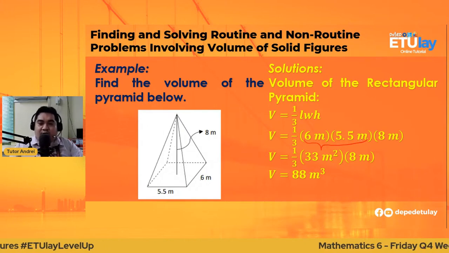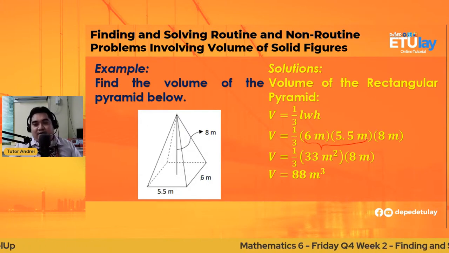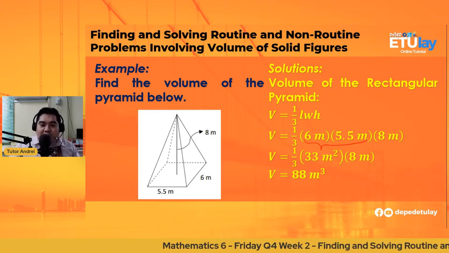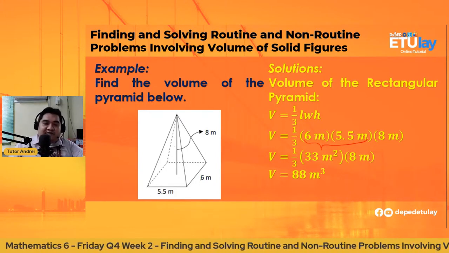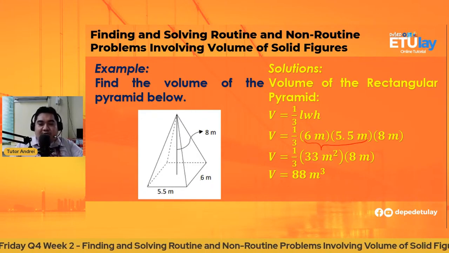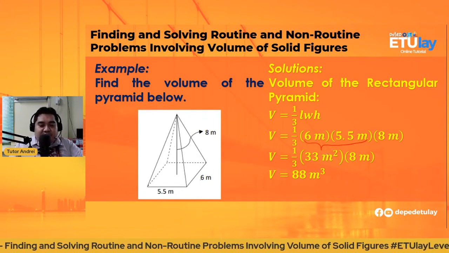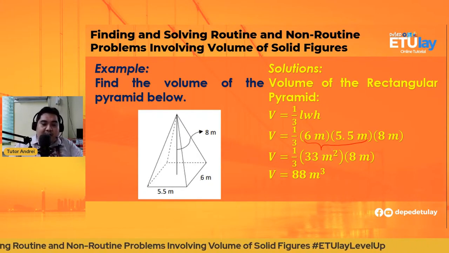Okay. So to multiply the given numbers, of course, you multiply first 6 meters by 5.5 meters. It doesn't matter which you do first, as long as you multiply any two numbers. So we have 6 times 5.5. So 6 times 5.5 is 33. So we now have 1/3 times 33 square meters times 8 meters.